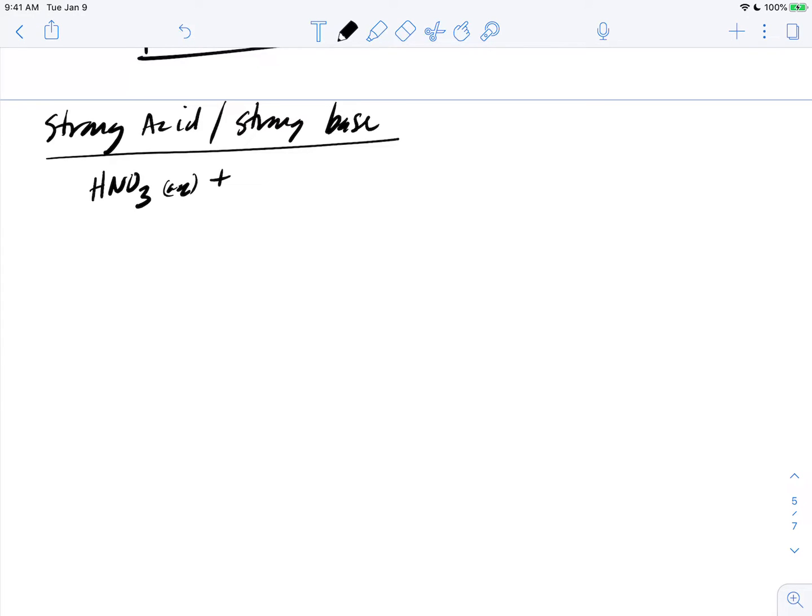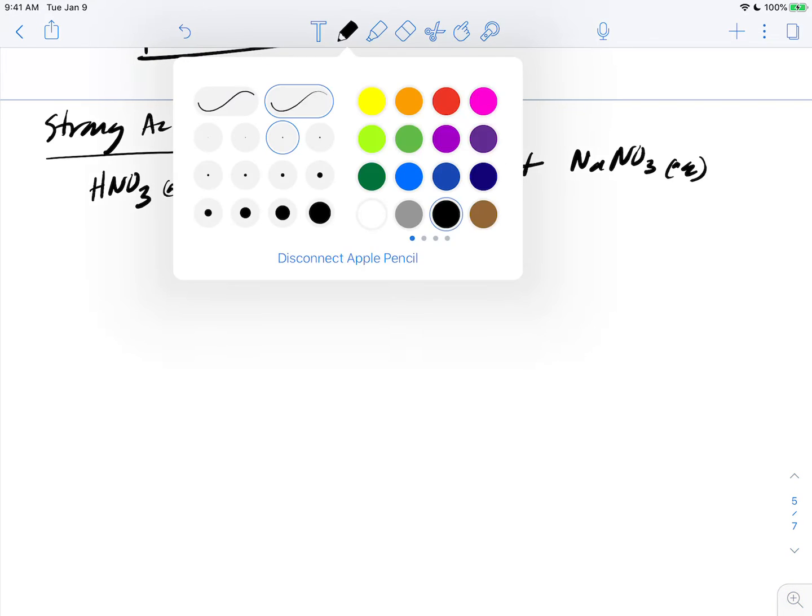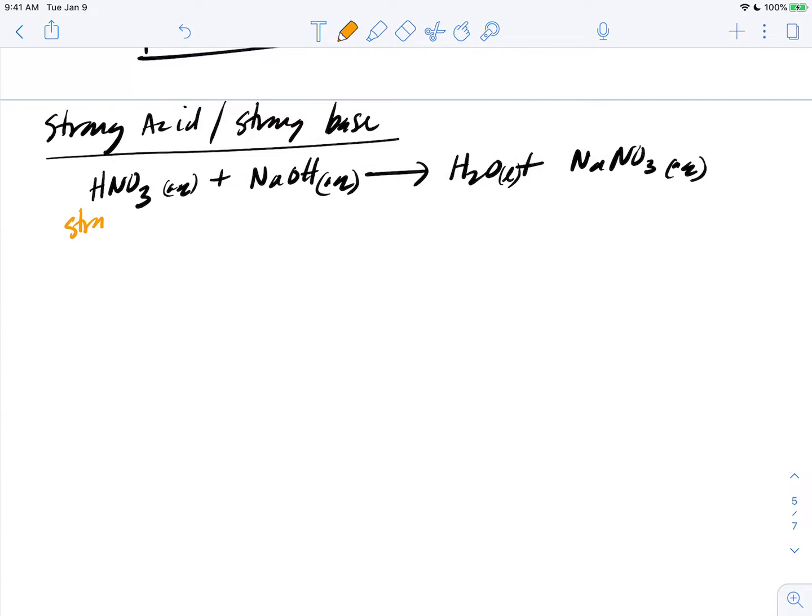and then we can have, in this case, if I did NaOH, aqueous, this is a strong acid, strong base. Single arrow, we make our H2O plus NaNO3, aqueous and liquid. Okay, so this would be a strong acid, strong base. This is a neutralization reaction.